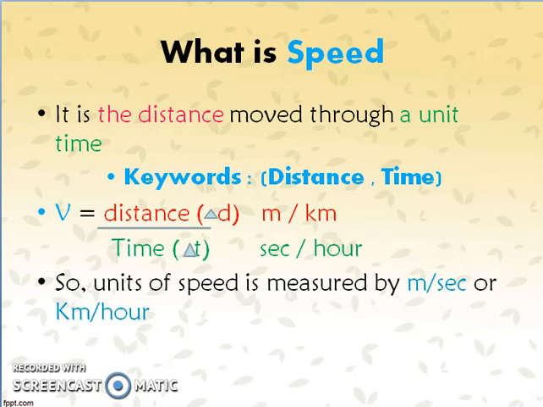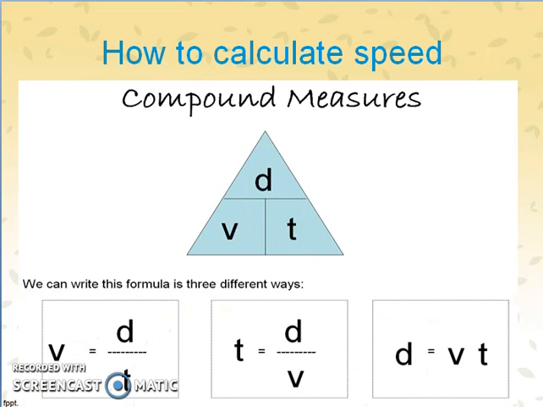And of course, distance is measured by meter or kilometer, and time is measured by second or hour. So if they're gonna ask you what the units of speed are, you're gonna say meter per second or kilometer per hour. So look at this, guys.